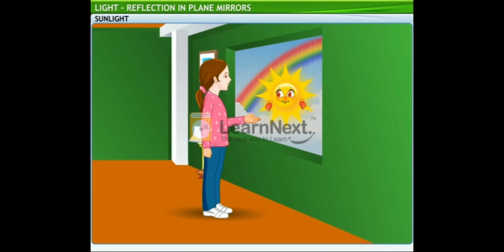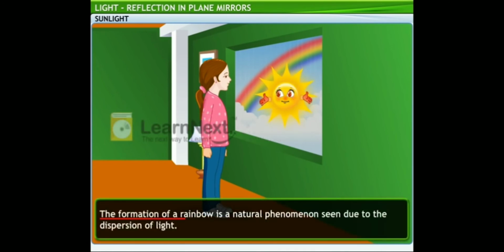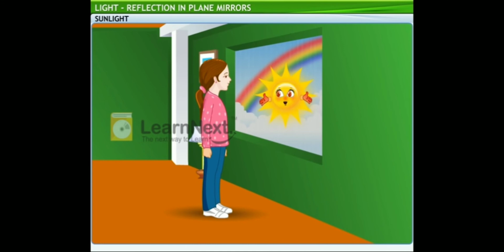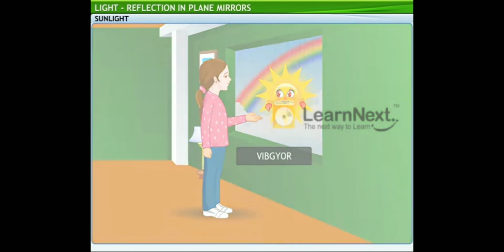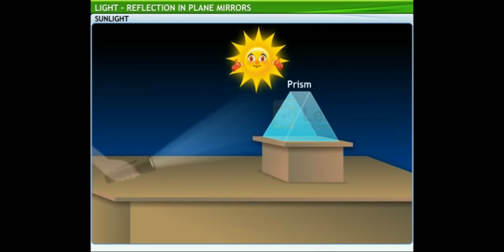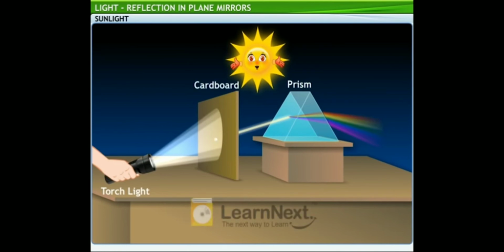Hey, it's drizzling. And look, a rainbow. Isn't it beautiful? Yes, the formation of a rainbow is a natural phenomenon. It occurs due to the dispersion of light. You know that sunlight, which is white, consists of 7 colors. Yes, I know. We refer to the colors in the rainbow as Vibgyor. That's right. We can reproduce a rainbow by passing a beam of light through a prism.